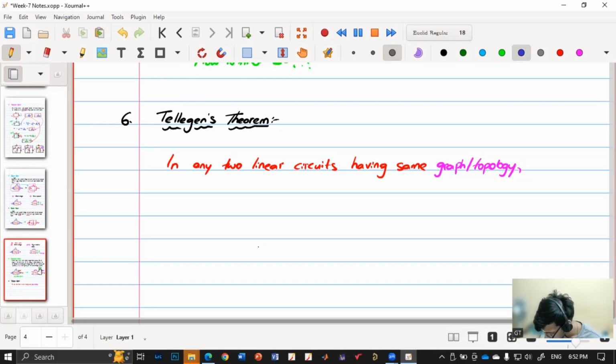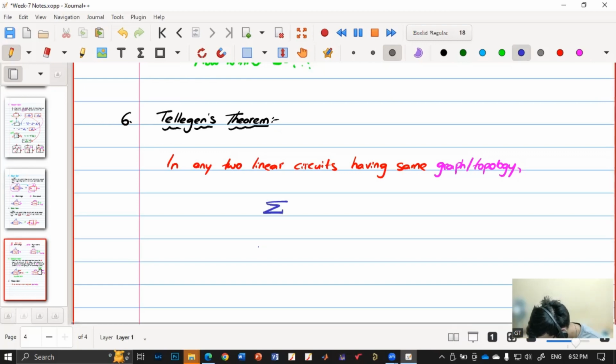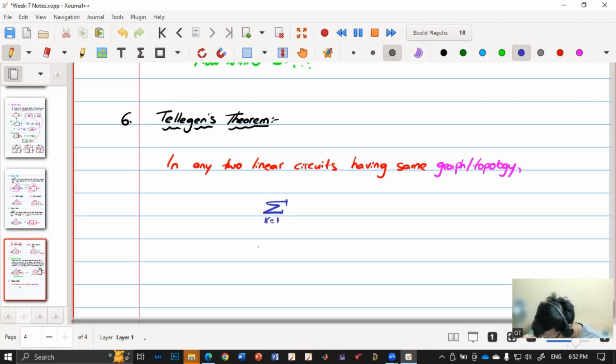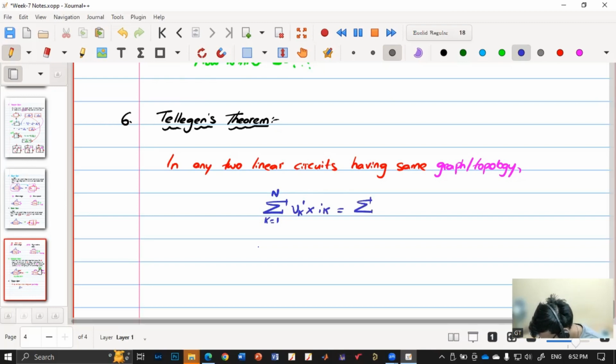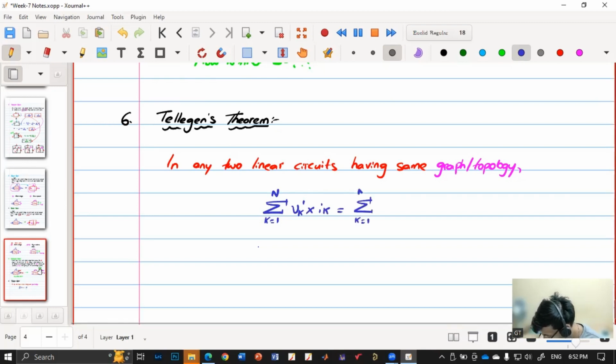Tellegen's theorem says the summation of k equals 1 to n, say there are n number of elements in this case as well as that case, k equals 1 to n, Vk dash into Ik is equal to the sum over k equals 1 to n of Vk into Ik dash.